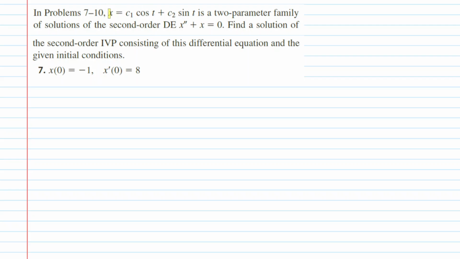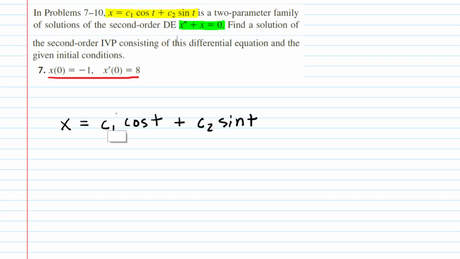In this question, we are given a solution to a given differential equation. So in yellow here, we have the solution to this differential equation right here. Our solution contains these constants, C1 as well as C2, and our job is to find the value of those constants given this set of initial conditions.